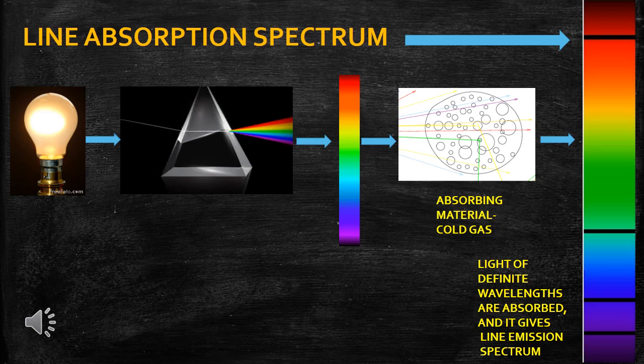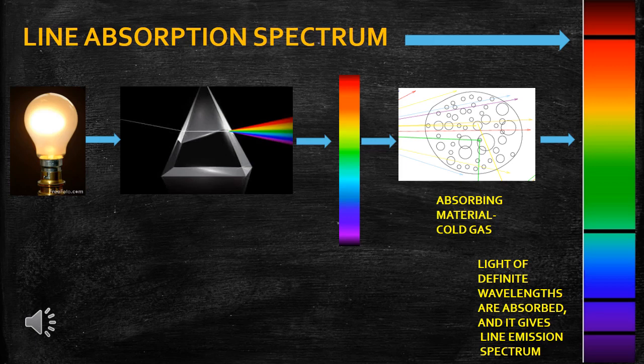Specifically, we have to use cold gas. Cold gas means their temperature must be relatively low when compared to the source of light. So what will they do? They will absorb certain wavelengths of light. After the absorption of certain wavelengths of light, the rest of the colors will appear on the screen, and the absorbed wavelengths won't appear on the screen. That absorbed portion will be formed in the form of dark lines.